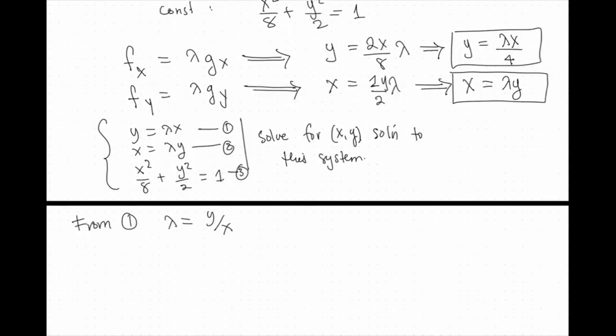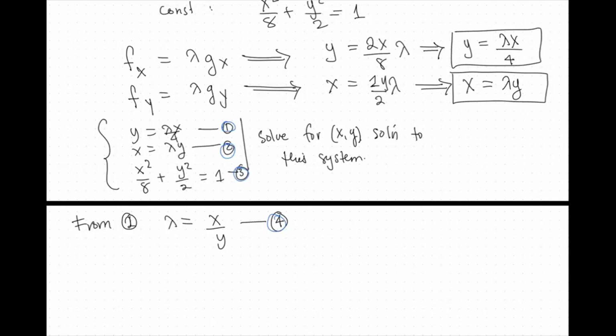Okay, I have a mistake here. This is over 4. So from equation 2, we get lambda is equal to x over y. Label this as equation 4. So let us put different colors to our equations. So this is equation 4.